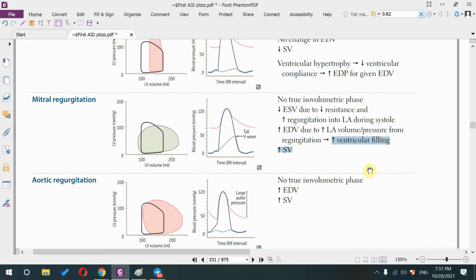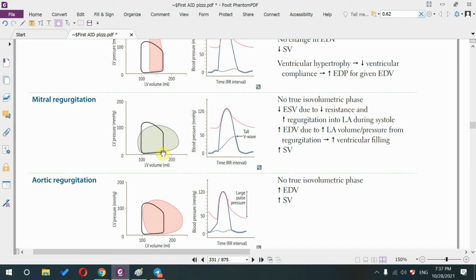Why is there increased ventricular filling? Because there is increased left atrial volume. Why is there increased left atrial volume? Because of the regurg that leads to increased ventricular filling. So they keep causing each other, type of thing. And the last thing, what happens to the stroke volume? It will be massive. It will go out.